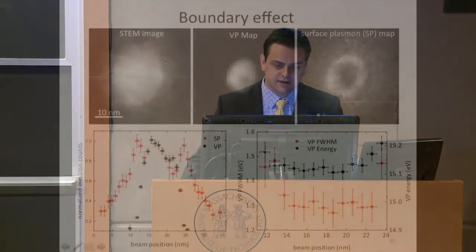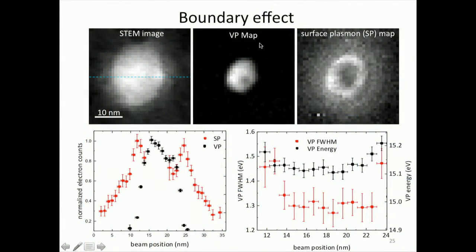So here I have on top left a STEM image again, and the volume plasmon map, as I explained before. And we also plotted here the surface plasmon map. This is the SP1 mode. And you can see that the mode kind of extends beyond the particle.